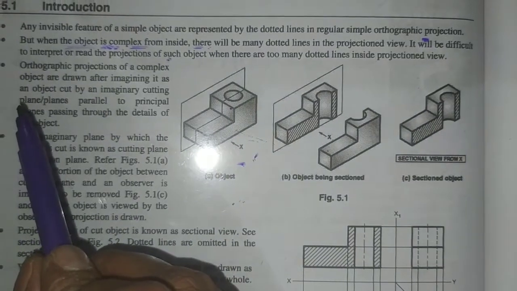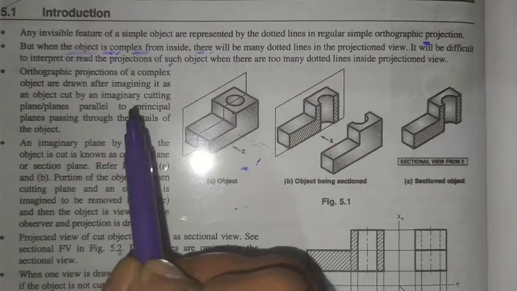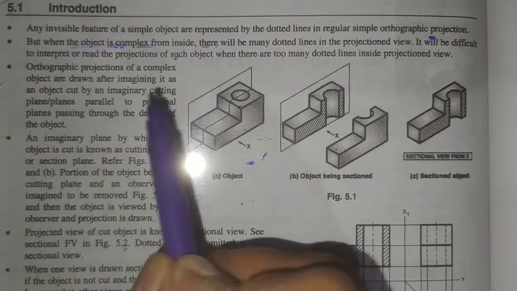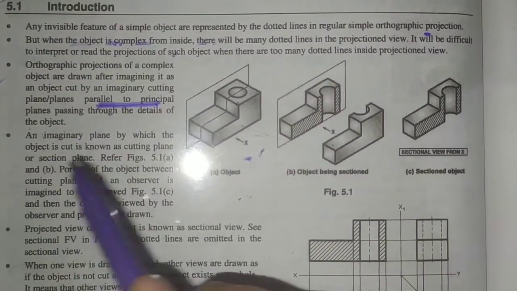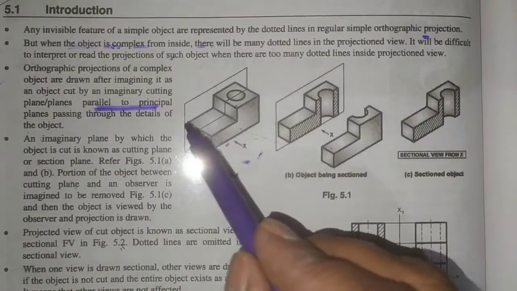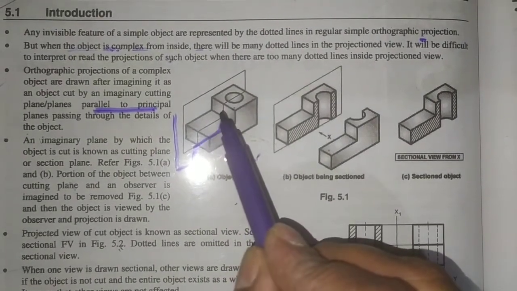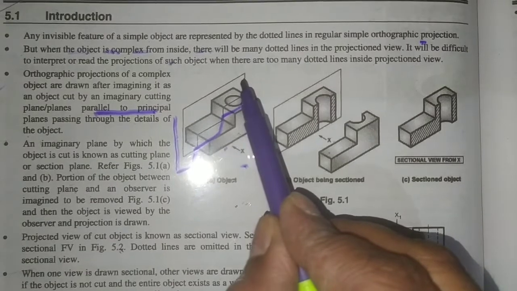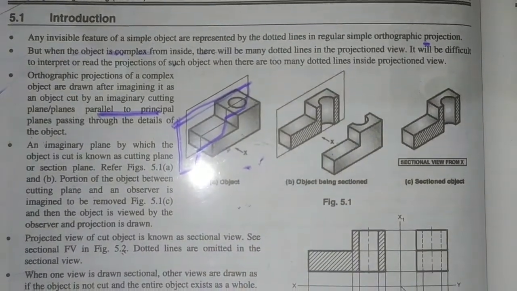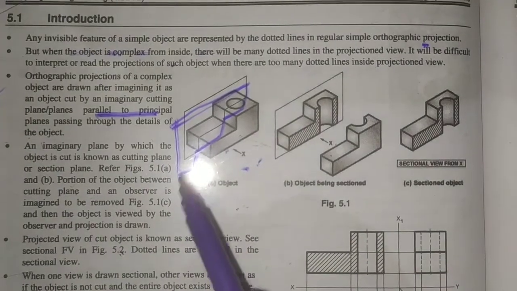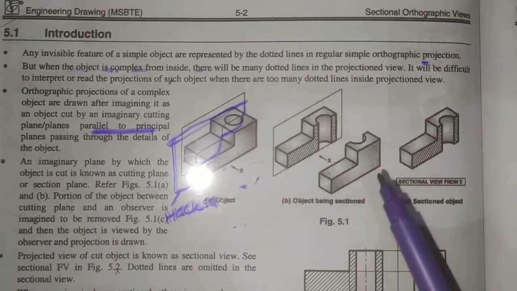Now, the orthographic projection of a complex object is drawn after imagining that the object is cut by an imaginary cutting plane. Here, this is the cutting plane which I am showing. This cutting plane acts on the object and cuts it, like a hacksaw. That is the cutting plane. It cuts the object.